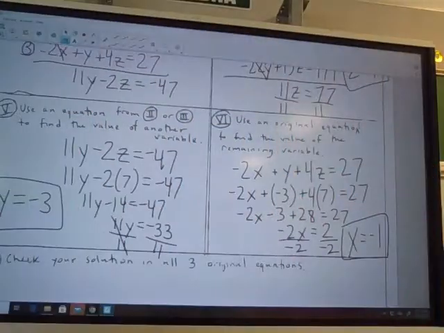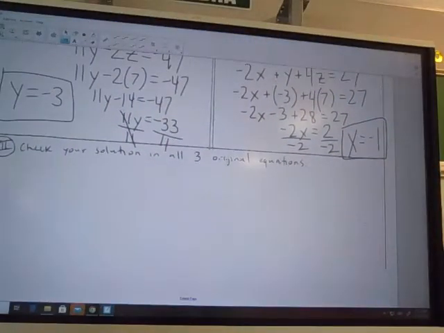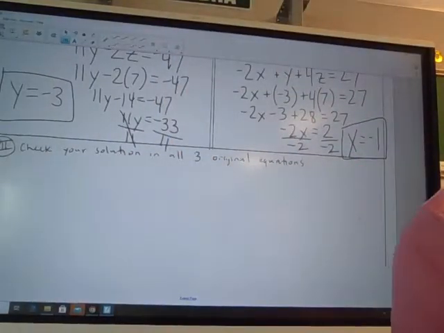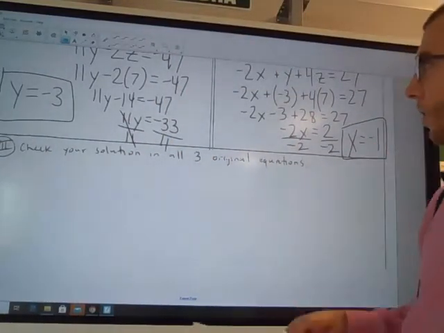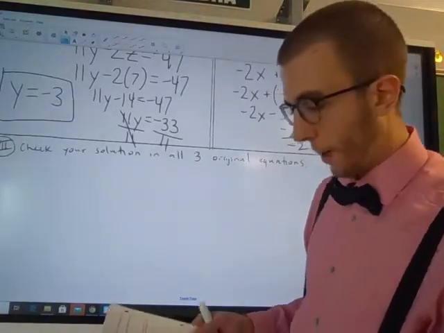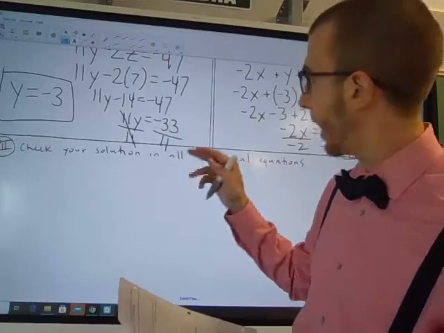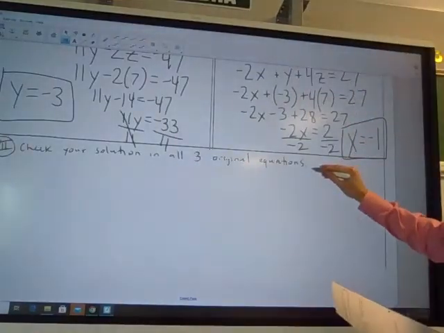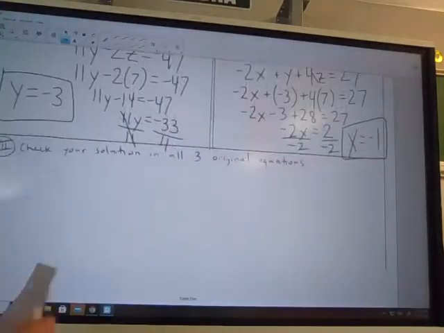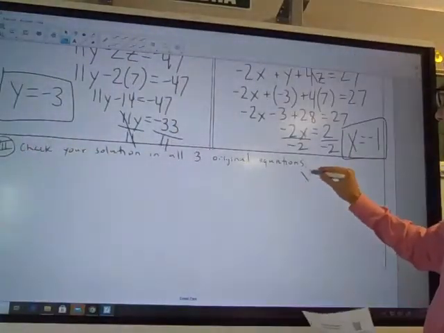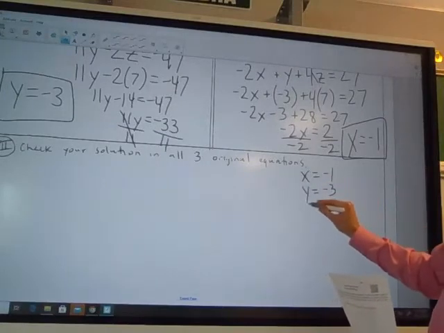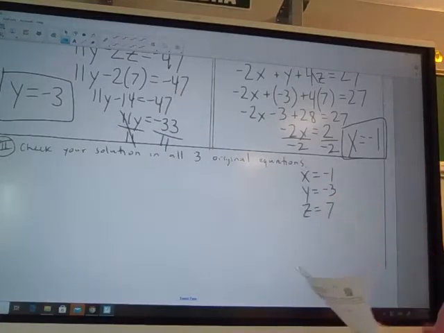All right? So the last thing I'm going to do here is I'm actually going to check my solutions. I just want to make sure that these are all correct. So I'm going to rewrite each of my originals, but as I rewrite them, I'm going to plug in the values. So I'm just going to remind myself here, x equals negative 1, y equals negative 3, z equals 7.